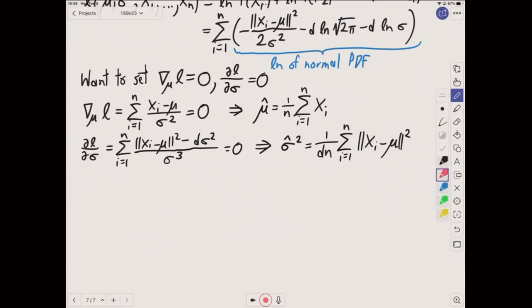There's one more problem, though. To compute that estimate, I need to know the mean of the distribution. But I just told you that we cannot know the mean of the distribution. So instead, we have to settle for our estimate and use mu hat instead of mu when we're computing sigma hat.